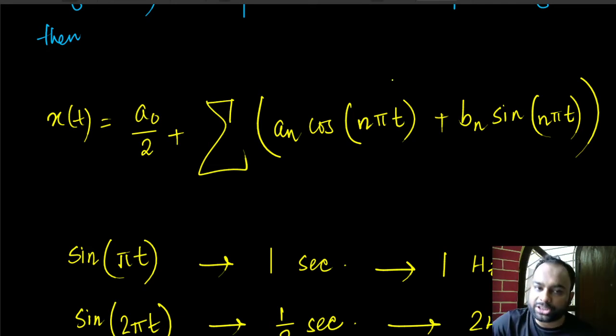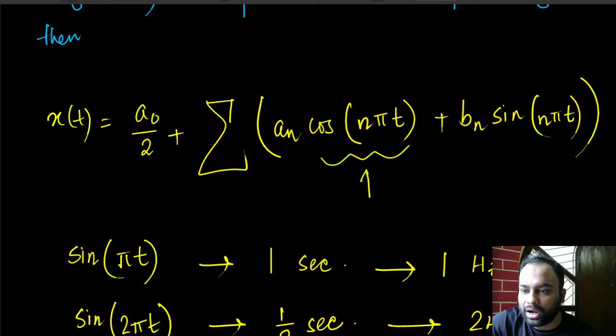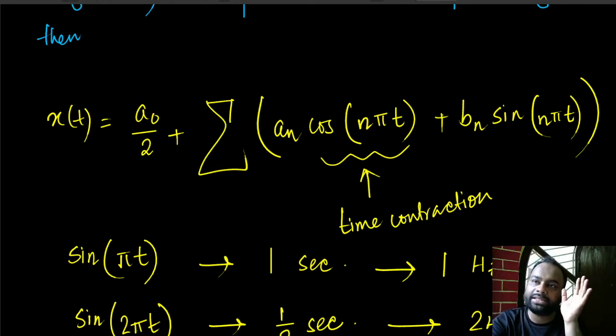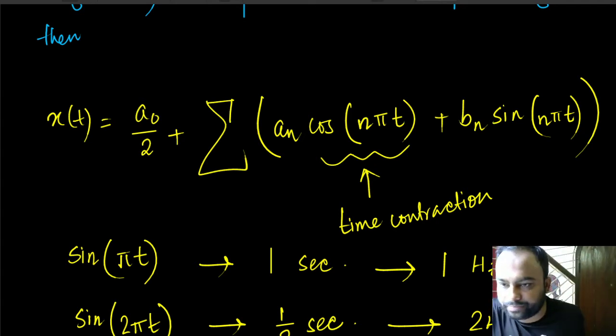So what did we just do? We did something called a time contraction, right? We have multiplied something with t. So when we multiply something with t like that, it's a time contraction, and we contracted time by a factor of pi. So the signal that was periodic with a period of 2 pi, that was repeating itself after every 2 pi period, is now actually repeating itself after every 1 second, right? So that was a time contraction, right?